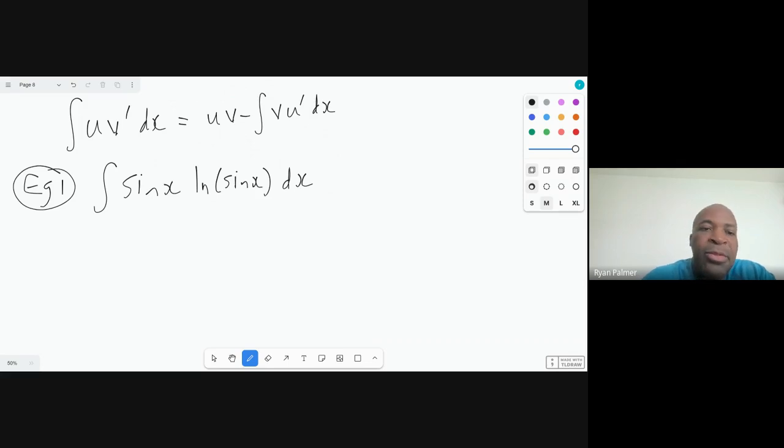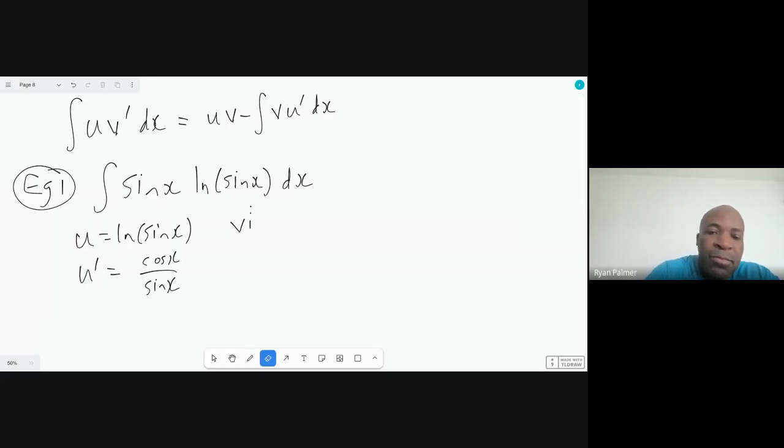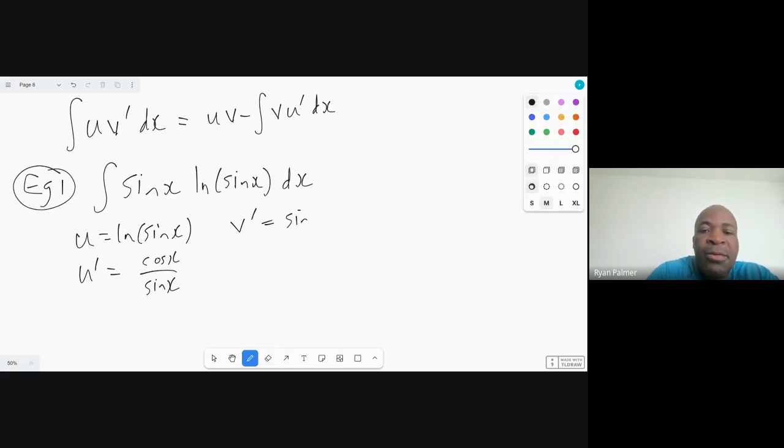So in terms of standard presentation, we want to identify our u. In this case, the u will usually be the function that involves an ln. So u equals ln sine x, and then u dash is going to be the derivative of sine x, which is cos x, and we put that over the argument or the input, sine x. V dash will be sine x, and the integral of sine x is going to be minus cos x.